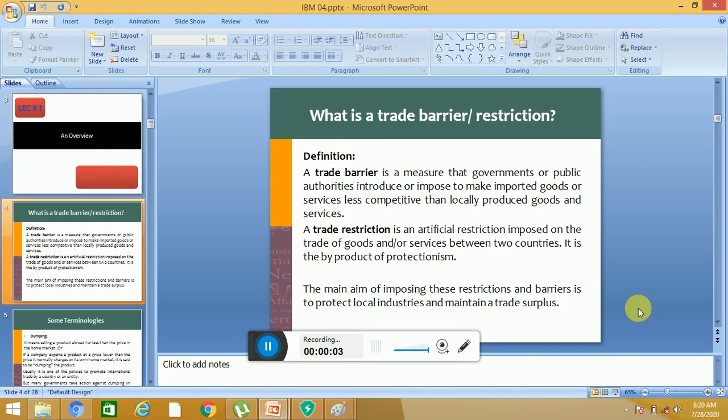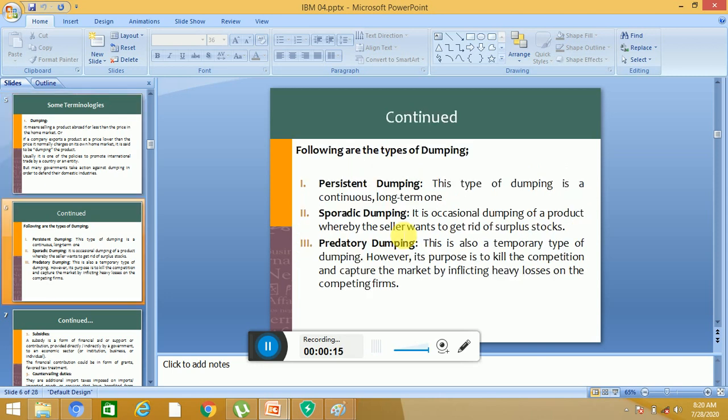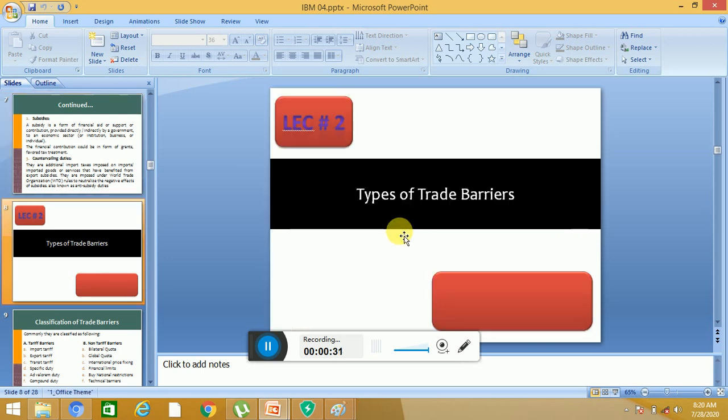In the previous class, we discussed trade barriers and trade restrictions. Then after that, we discussed dumping and different types of dumping: persistent dumping, sporadic dumping, predatory dumping. Then after that, we discussed subsidies and countervailing duties.